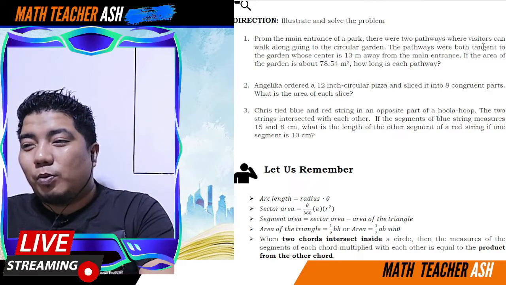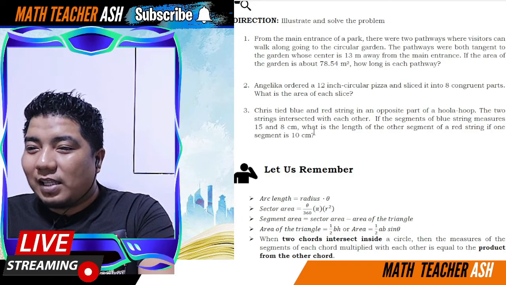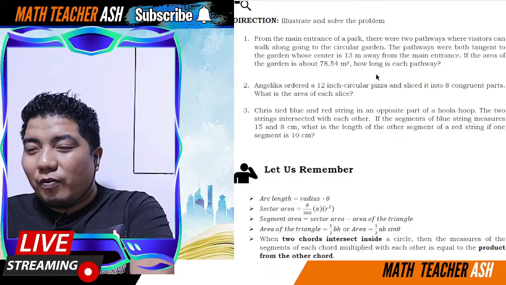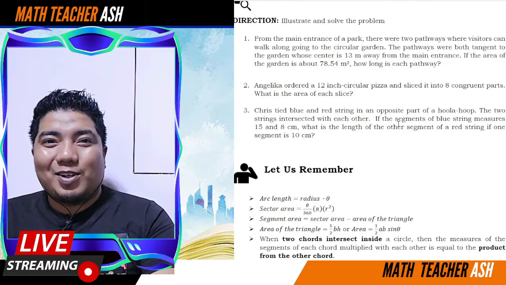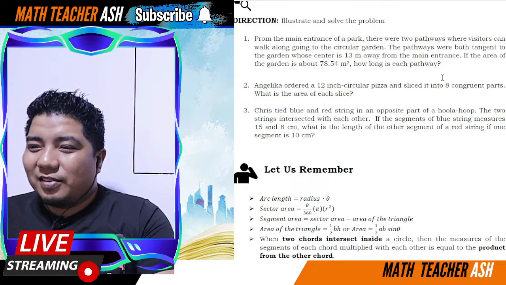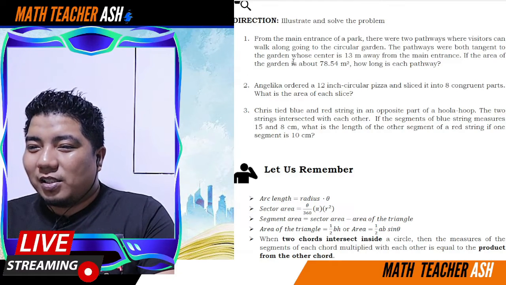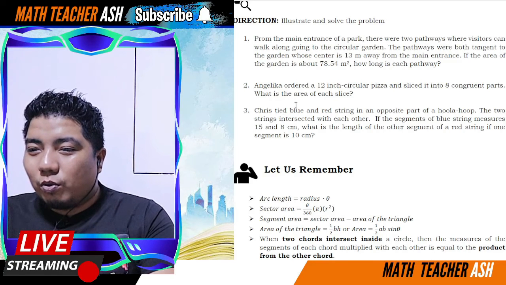The pathways were both tangent. Okay? Tangent. Dalawang tangent din sila. Whose center is 13 meters away from the entrance. Okay. So, nakuha niyo yan, my dear math learners? Tangent. Okay? Dalawa ay tangent. The pathways were both tangent to the circle. Okay. So now we go to number 2.